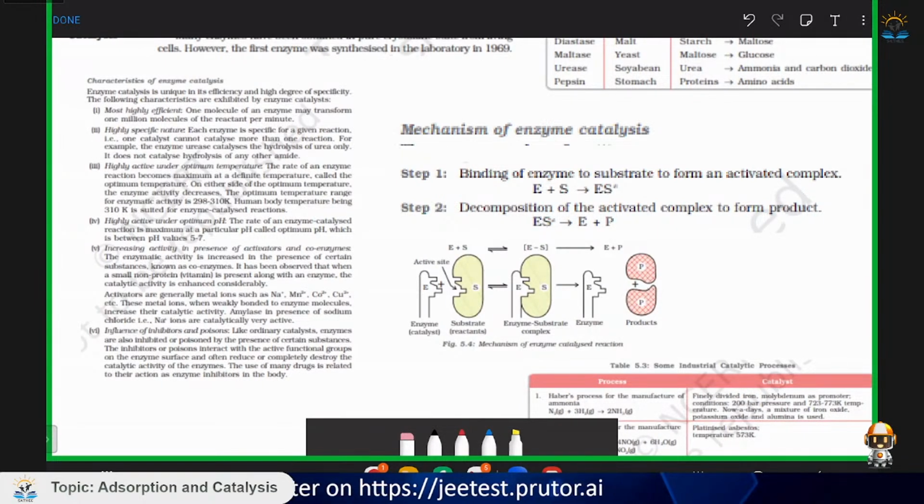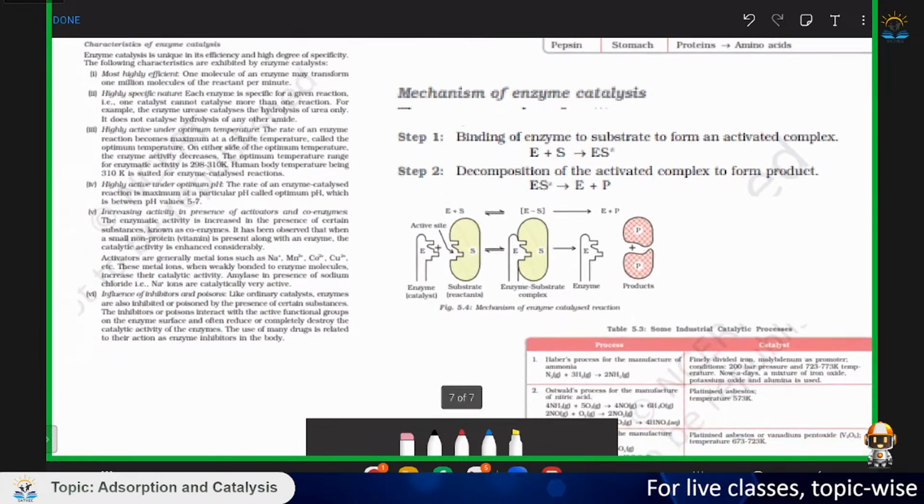Highly active under optimum pH. Same thing, highly complicated to explain. Optimum pH value is 5 to 7. Again, human blood pH. Increasing activity in presence of activators and coenzymes. Enzymes have activators and coenzymes also.